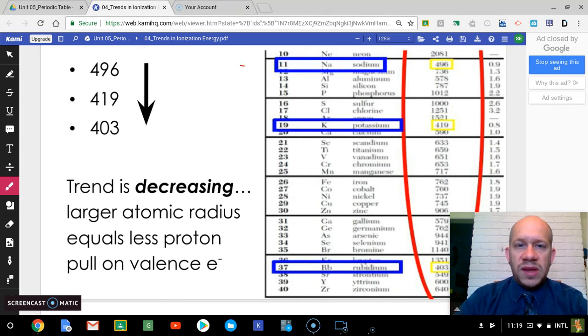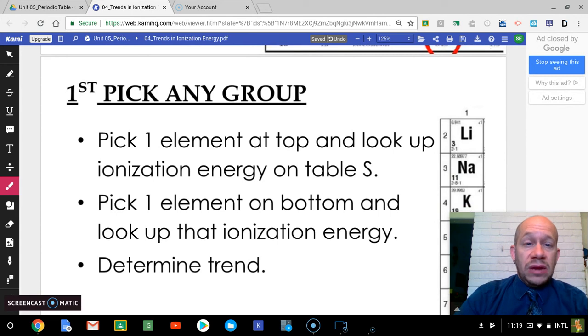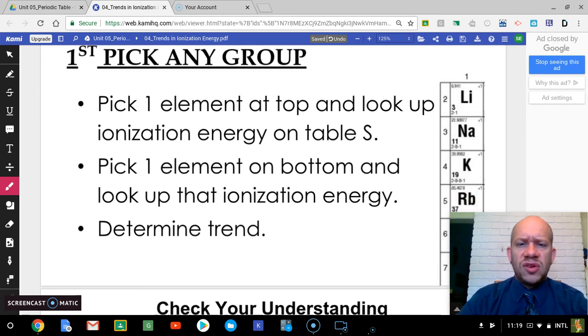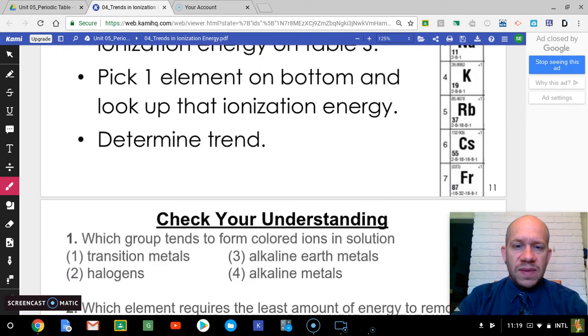And we can do this by using our Table S and comparing those values. So if I pick 3 elements in a group, I'll see that as I go down that group, my ionization energy decreases. To do this, you can pick any group, pick an element at the top and look it up, pick an element on the bottom and look that up, and determine the trend. So typically if they ask you what is the trend in ionization energy going down a group, and you can't remember, just use Table S to look up the values.